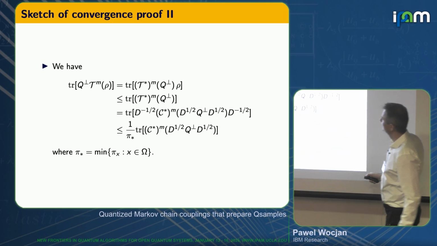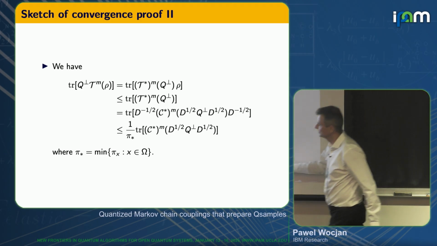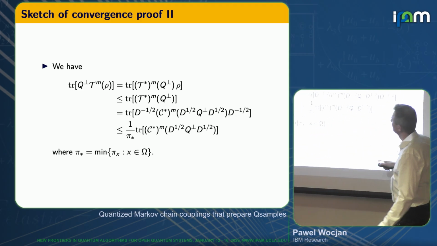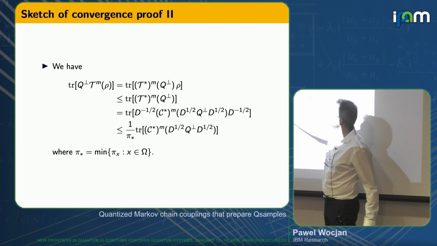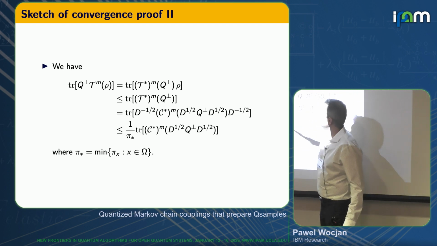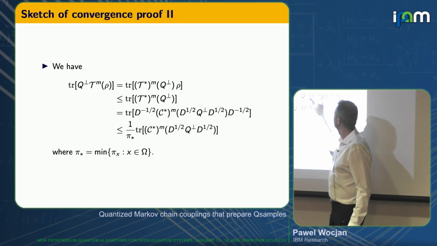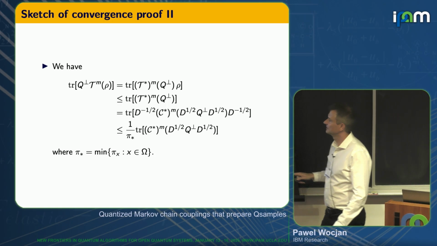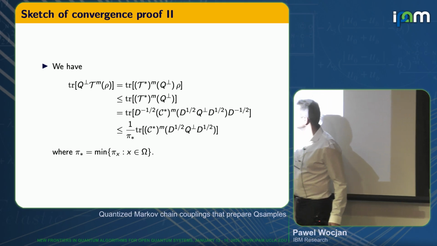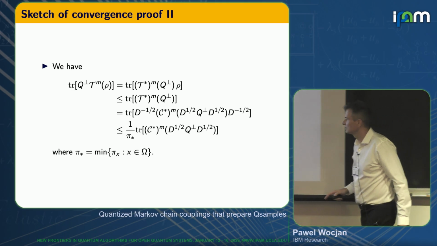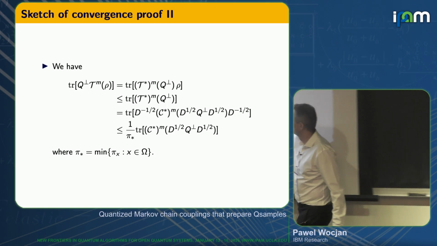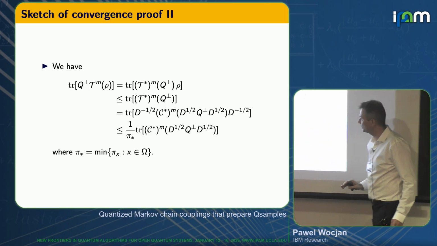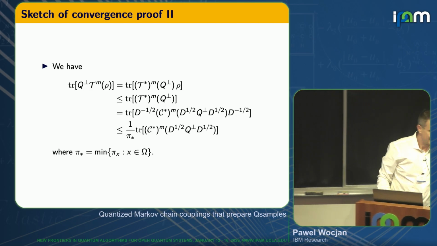Why do we have this T star? When we have this trace expression, we have on the left and on the right the inverse square root of D. This is how this T star comes about. So this is what we get.